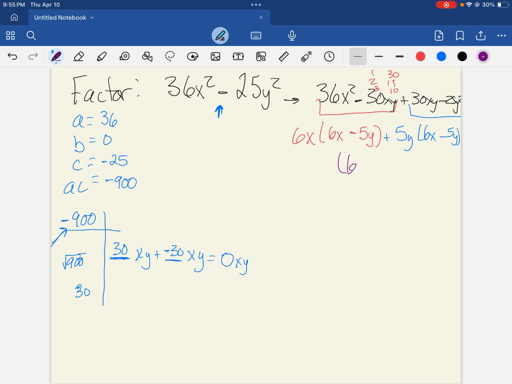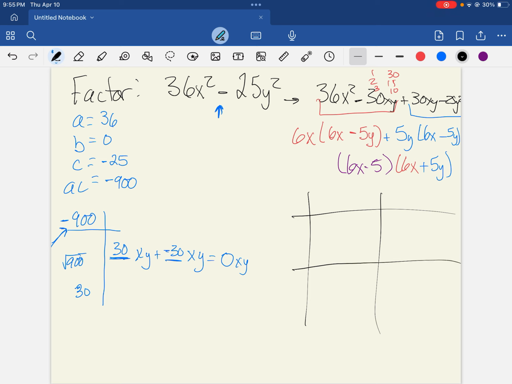So my answer for this, what do they factor into? I have the 6x minus 5y, and then I have the 6x plus 5y. Now, if you're like, why are these numbers all the same? It's because B was 0.